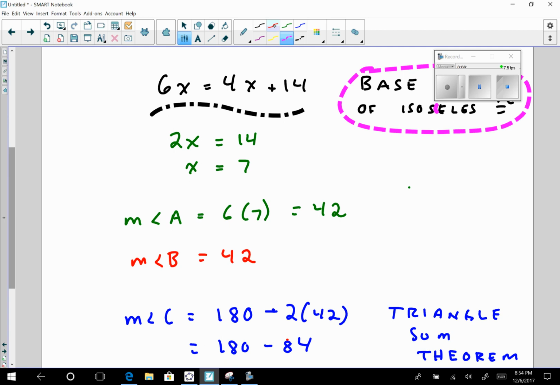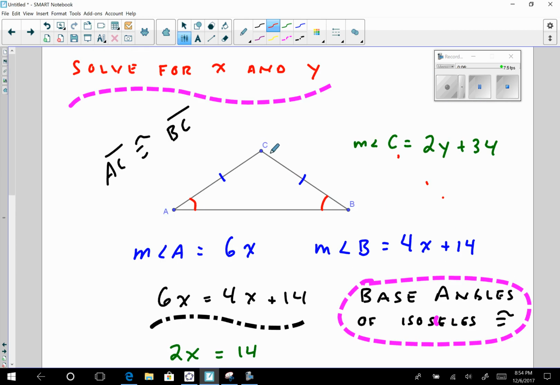And if x is 7, I have the measure of angle A, which was 6x, is 6 times 7 equals 42. Therefore, the measure of angle B is 42. And I have this statement here. The measure of angle C, this guy here. What did I just find out? I just found out that these angles were both 42 because I found the value of x. 6 times 7 is 42.